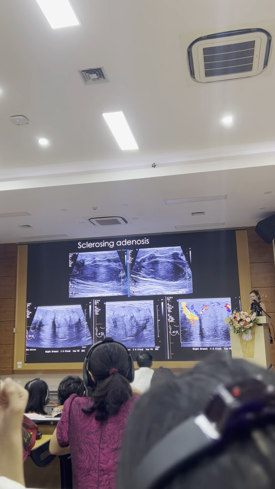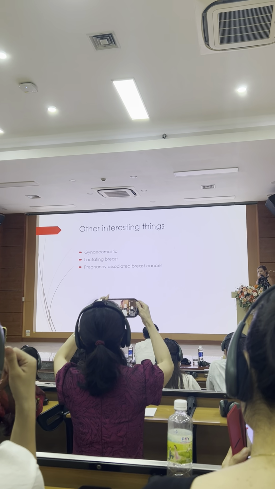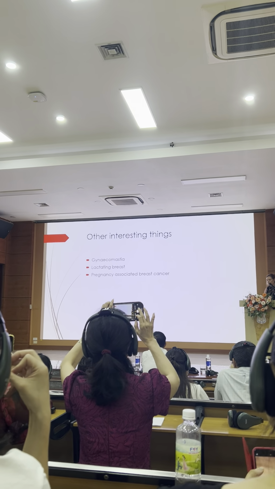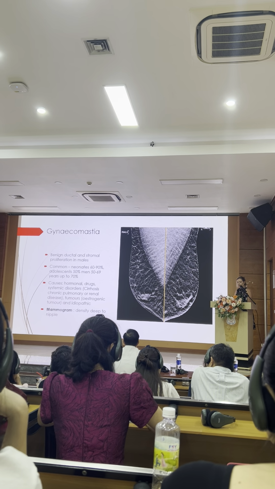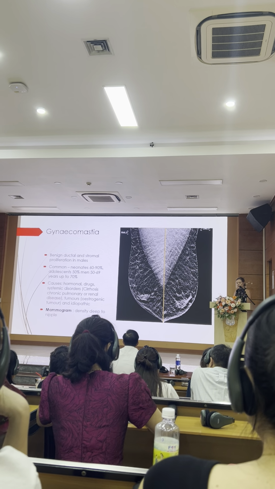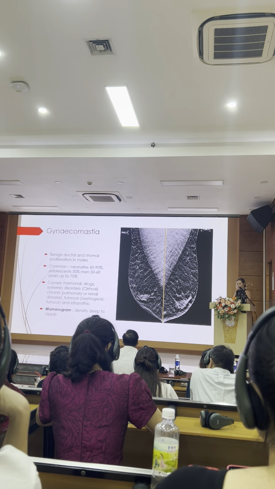Now I'm just going to talk for a few minutes about a couple of other things: gynecomastia, the lactating breast, and pregnancy-associated breast cancer. So we did discuss gynecomastia briefly yesterday. It's benign ductal and stromal proliferation in males. It's very common. Neonates present 60 to 90%, adolescents 50%, and men 50 to 69, up to 70%. Causes are hormones, drugs, systemic disorders such as cirrhosis, chronic pulmonary disease or chronic renal disease, tumours, particularly estrogenic tumours, and it can be idiopathic.